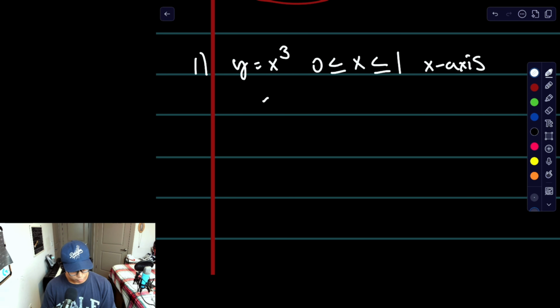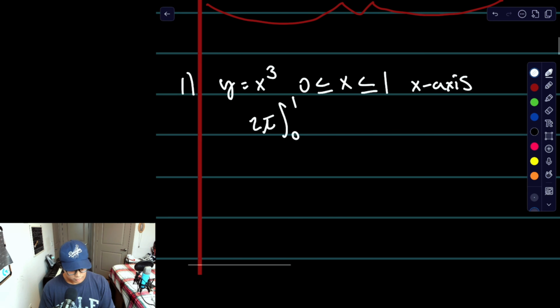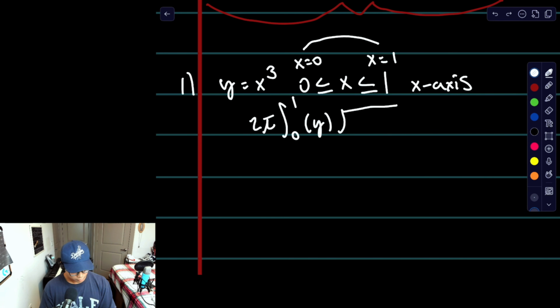So let's write down what formula we would use. Of course, we put the 2 pi in front, and then the integral from 0 to 1, which I got from this inequality right here, since this is stating that x equals 0 and x equals 1, which are your bounds, and then y times the square root of 1 plus dy over dx squared dx.